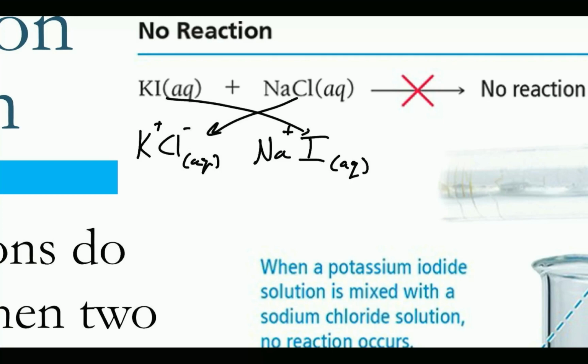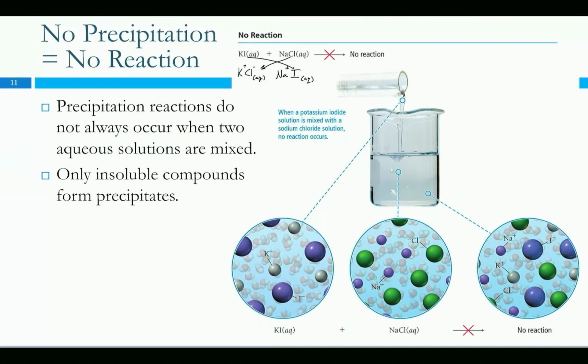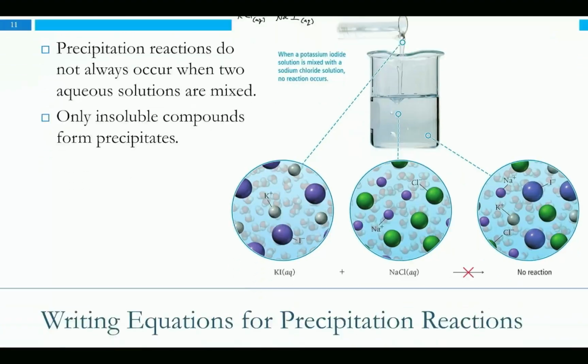So neither of those forms a solid. So when I mix these two solutions, all that's really happening is now I've got 4 different ions in the mix instead of 2 in each. And we would see nothing happen. So that's why this would be no reaction. If you look at your 2 ions, if your new ions don't form a solid, no reaction. You just got more ions.